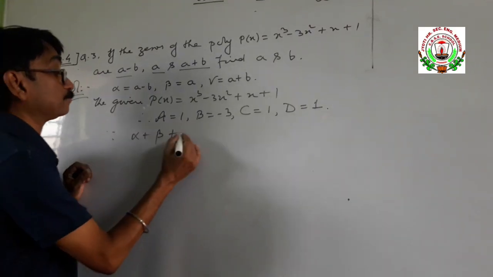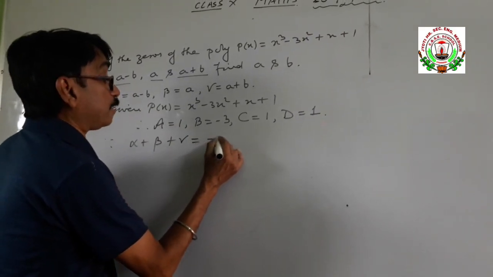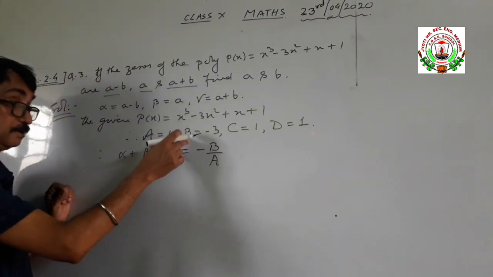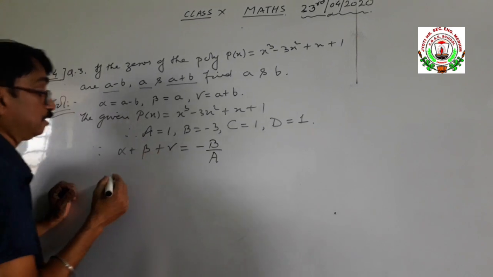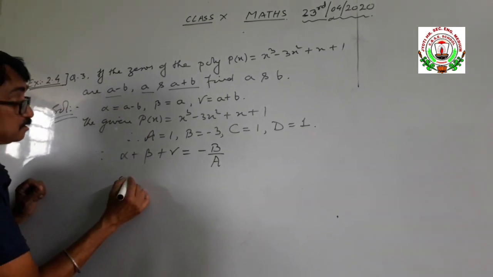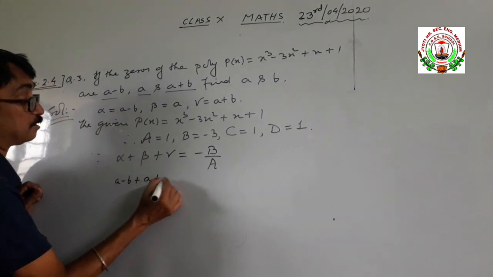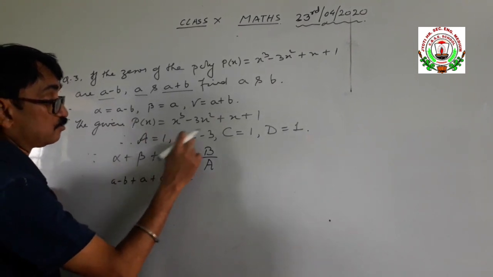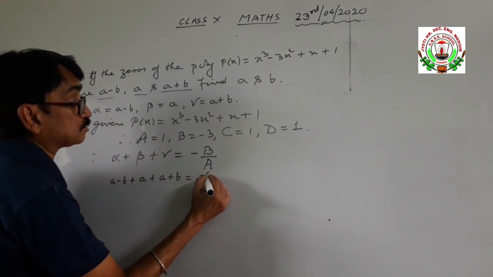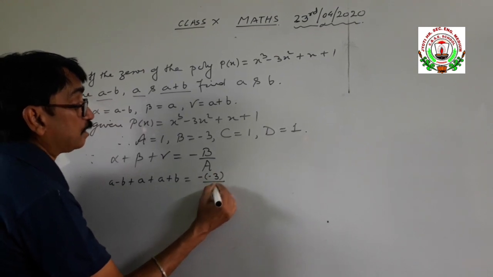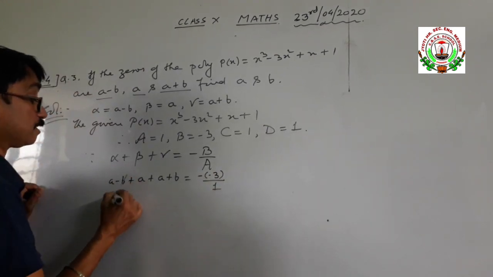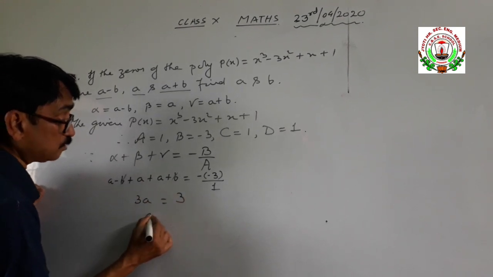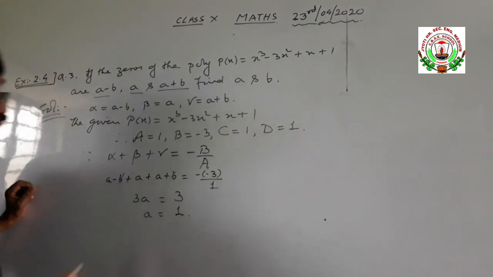So alpha plus beta plus gamma is equal to minus B by A. So alpha is a minus b, beta is a, gamma is a plus b, equal to minus B by A. The value of B is minus 3, so minus of minus 3, the value of A is 1. Here minus b plus b cancel, 3a equals 3, value of a equals 1.